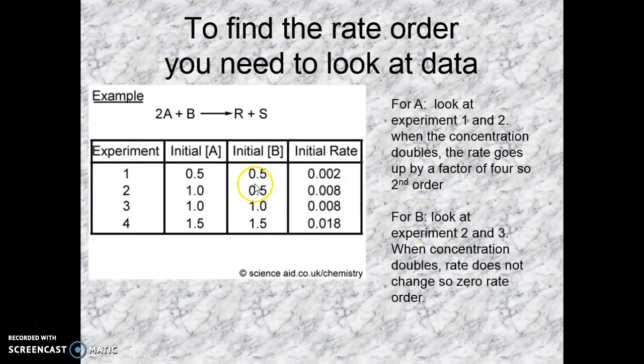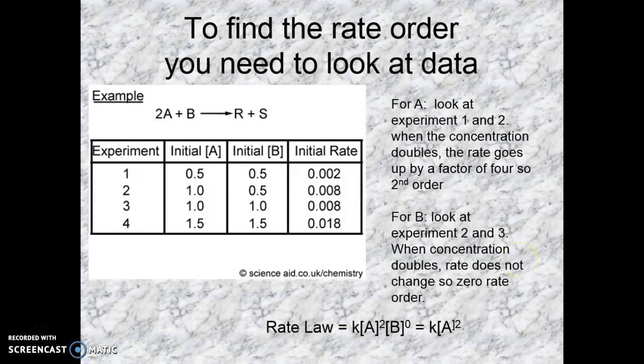How about for B? Now what we want to do is hold A constant. So we're going to compare experiments 2 and 3, where A is constant, but B is doubling. When B doubles, what happens to your rate? Nothing. So in this case, the rate order for B is actually a 0 rate order. So overall, what's my rate order? Second order for this, 0 order for this. Overall, the rate is second order.